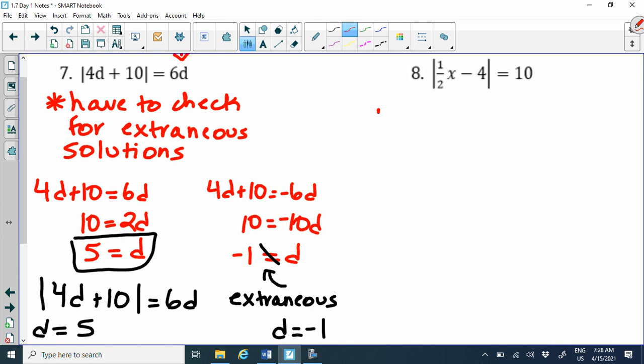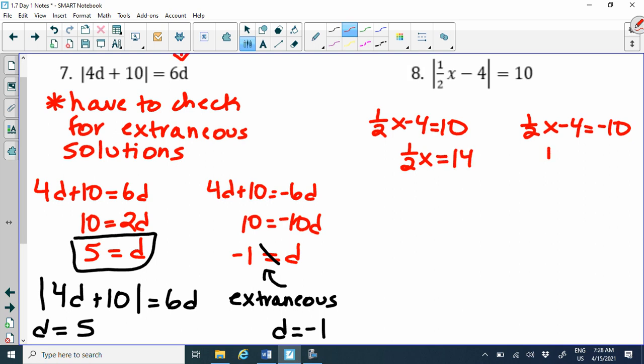So my first equation is going to be 1/2 x minus 4 equals 10, and then 1/2 x minus 4 equals negative 10. On both of them I add 4, so I get 14 on the first, and on this one, 1/2 x equals negative 6.